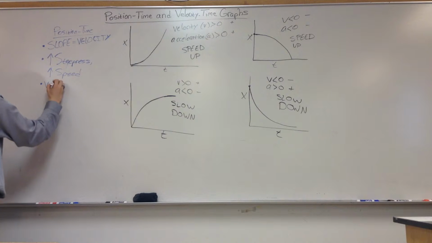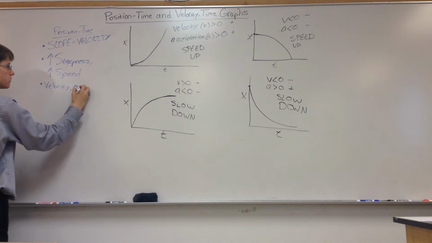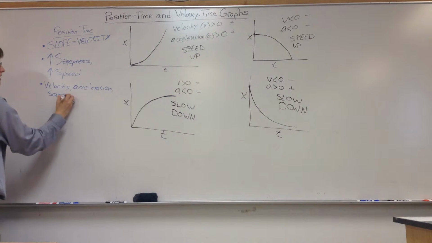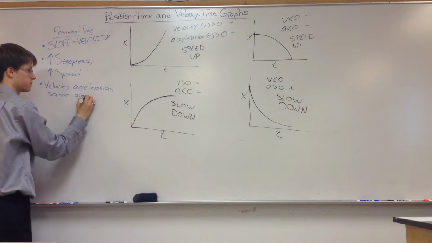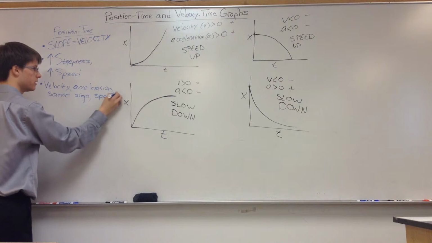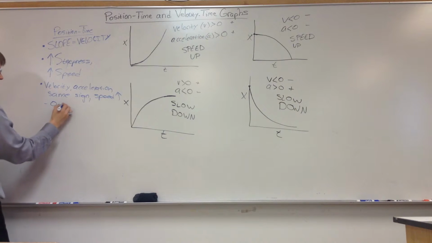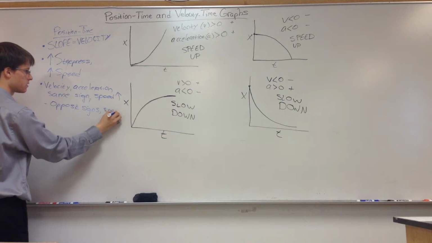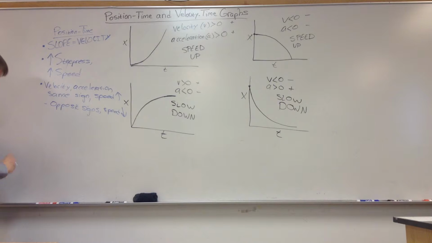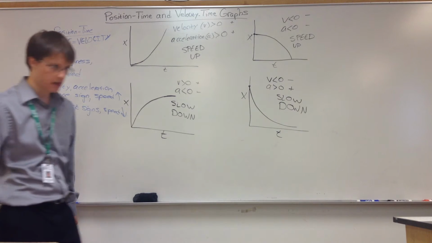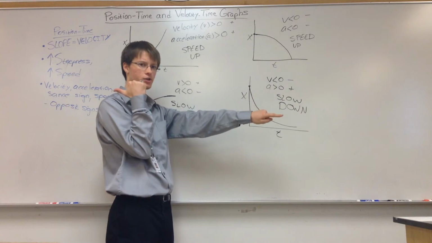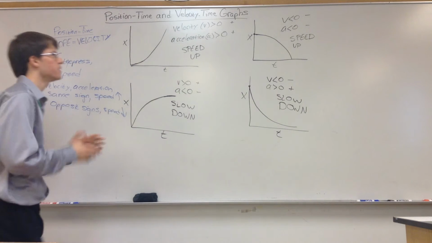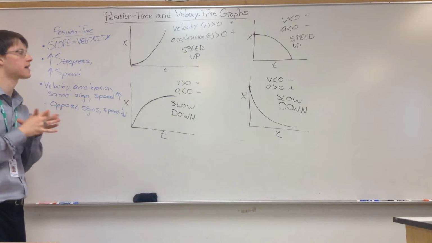So if velocity and acceleration have the same sign, then that means that you're going to speed up. Your speed will increase, and if they have opposite signs, then you slow down. Your speed goes down. The reason for that is because if I have a velocity in one direction and I'm accelerating the opposite direction, then the only thing I can do is slow down before I start moving in that direction.